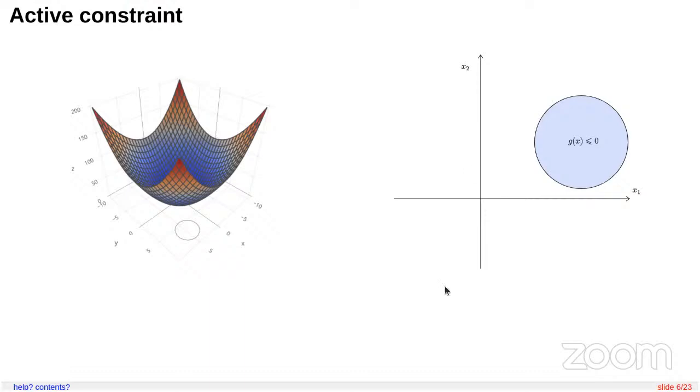Now we have two types of constraints. I'll not tell you what it means now, but we'll just study one type of constraint, which is this case. So g of x less than or equal to 0, as I said, any optimal solution has to lie within this disk or on the disk.